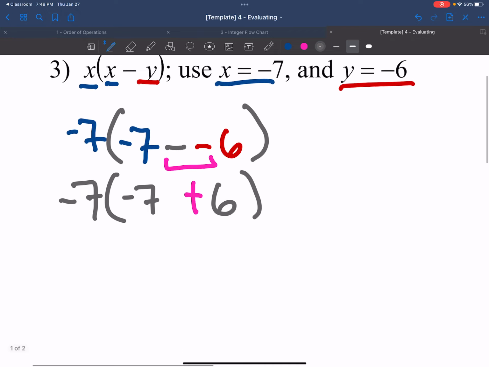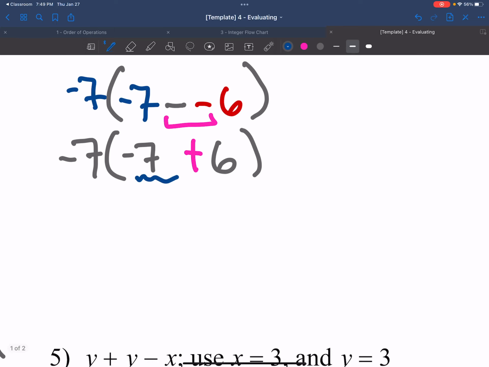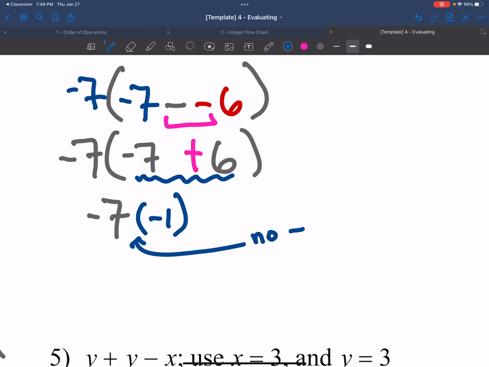Now we have a parentheses here, so we do the work in our parentheses. So -7 plus 6 gives us a -1. And then a -7 is next to us. Now, we cannot drop the parentheses here because there is no... I'm going to write a little note. There's no adding or subtraction sign in front of the parentheses. So this time the parentheses is telling us to multiply.